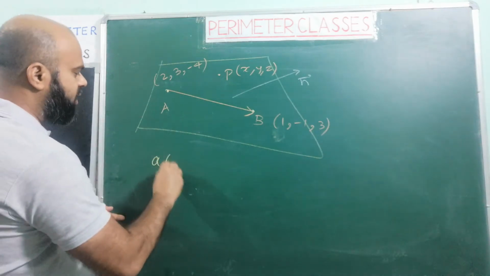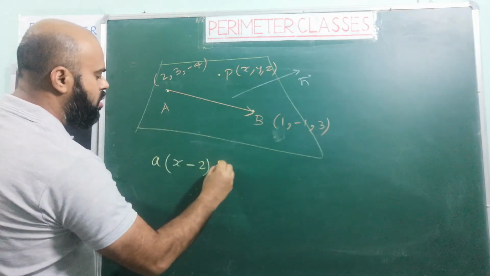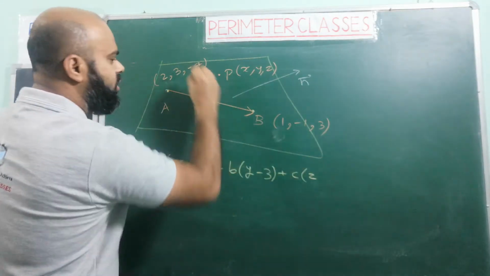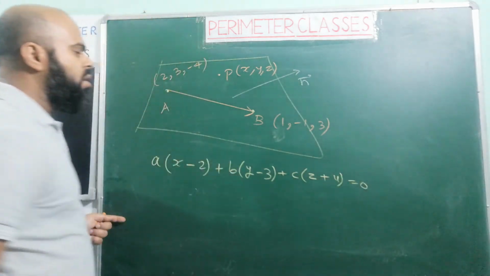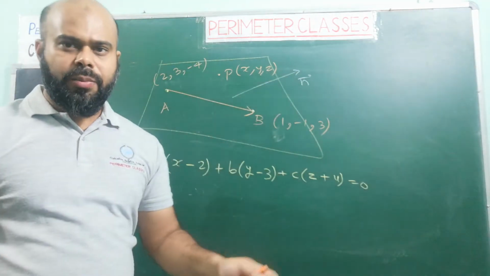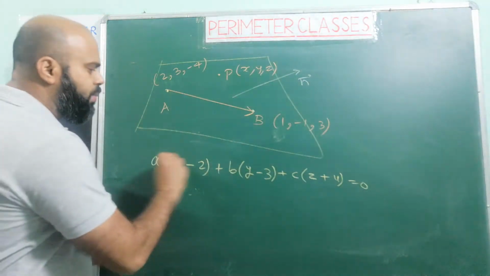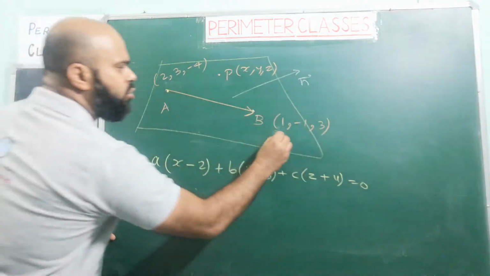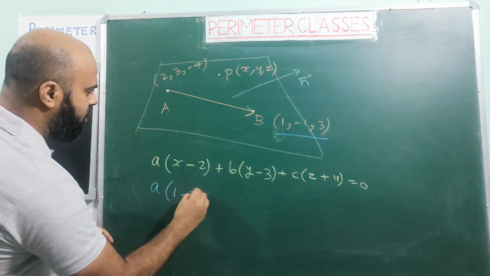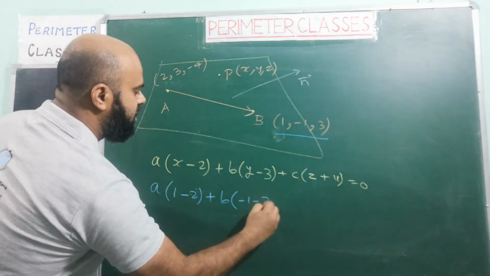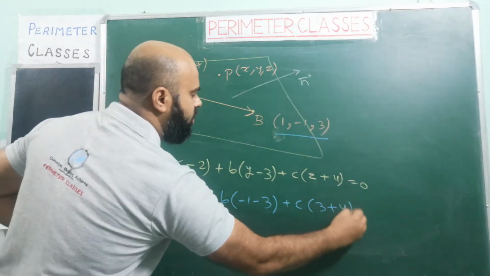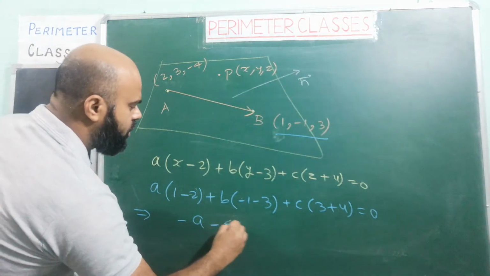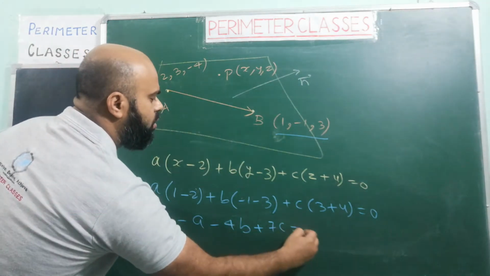A into x minus x1, so it is 2, plus B into y minus y1, which is 3, plus C into z minus z1, which is plus 4, equal to 0. A, B, C are direction ratios of the normal to the plane. Now this plane is passing through another point 1 comma minus 1 comma 3, so this will satisfy it. So A into 1 minus 2, B into minus 1 minus 3, C into 3 plus 4 is equal to 0. So we get the equation minus A minus 4B plus 7C is equal to 0.